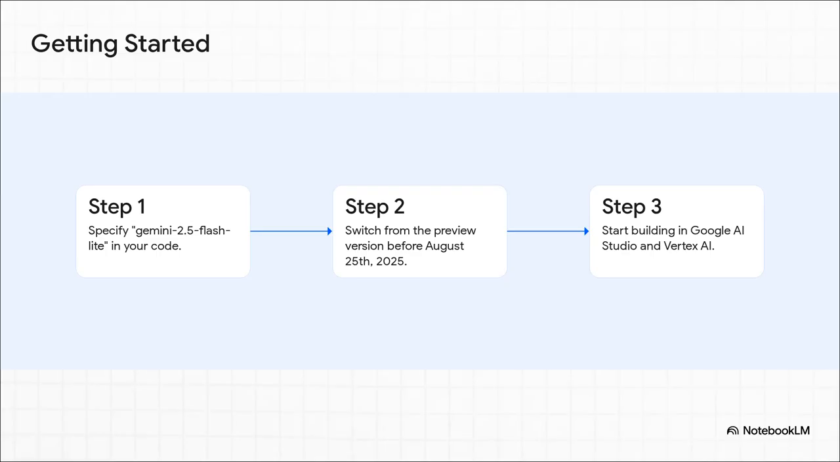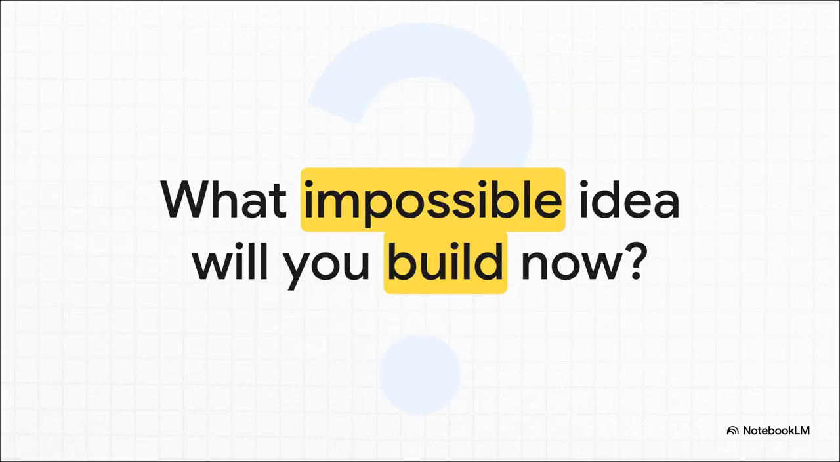And getting started is actually super simple. You just specify the model name in your code, and you can jump right in and start building with it in places like Google AI Studio and Vertex AI. You know, when those old trade-offs between speed, cost, and quality just go away, it completely changes the game. It changes what's even possible. And that really just leaves one question left to answer. With these new capabilities in your hands, what idea that felt impossible yesterday are you going to build now?